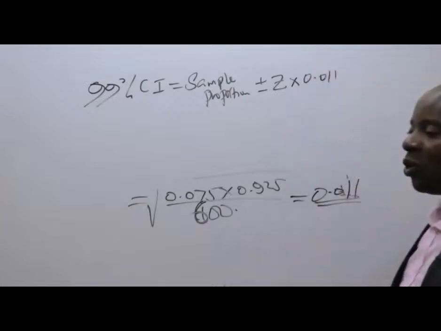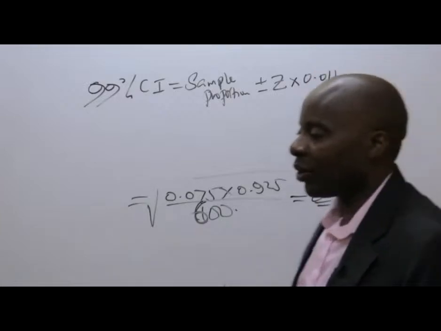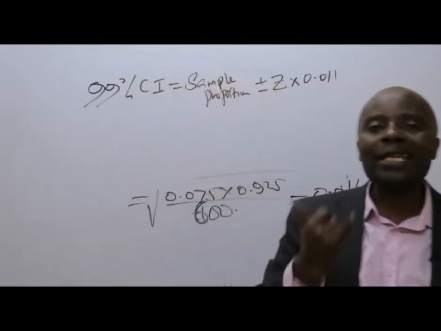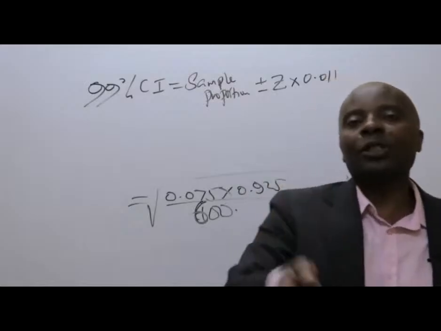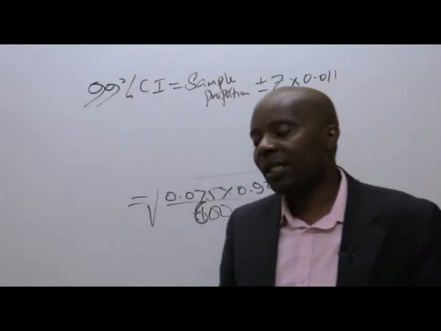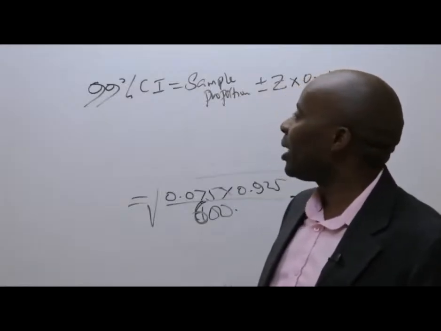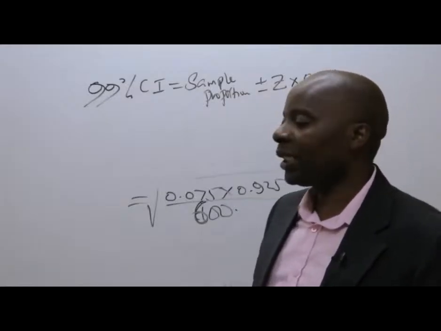Of course, here we are looking for Z because we are still tackling large samples. Our N is a whole 600. It's more than 30. So then, ladies and gentlemen, the most important thing that I would expect you to do is this.